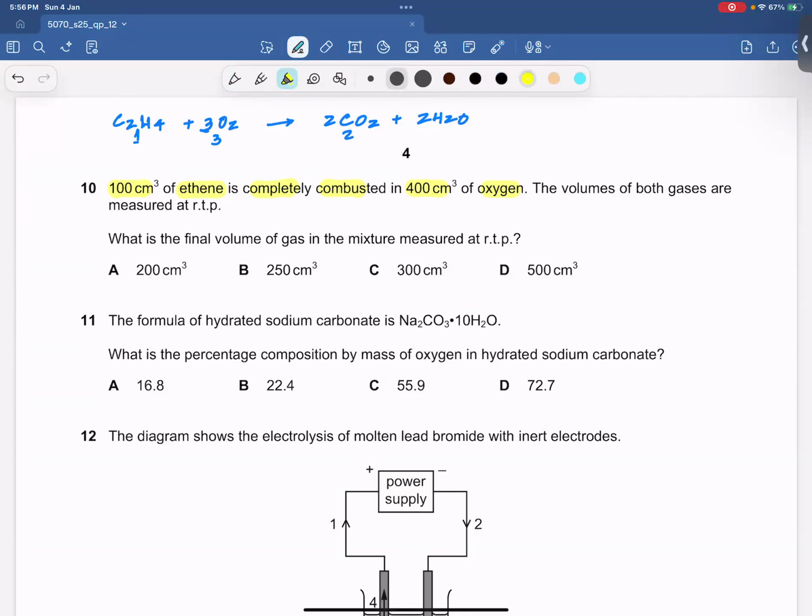According to the question, the volume of gases is measured at RTP. So at RTP, water is a liquid, which is why we need to ignore water in this calculation. The examiner is looking for the final volume of the gas mixture at RTP. The volume of oxygen is given, which is 400 cm3. Let me solve properly.